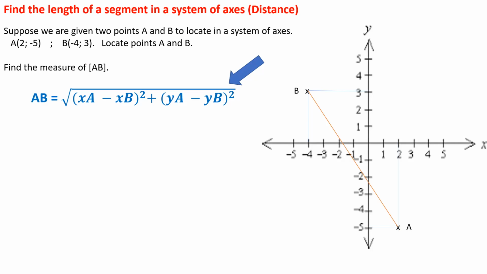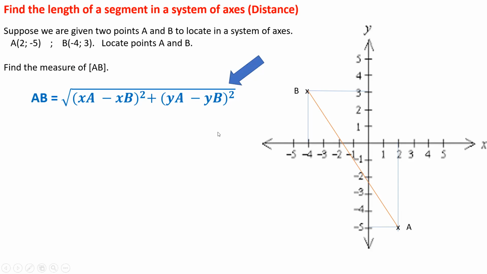Each segment has a length. So AB has a length. We can calculate the length of AB, or the distance from A to B. So how do we calculate this? We use this rule to find the measure of segment AB, or the length of segment AB.